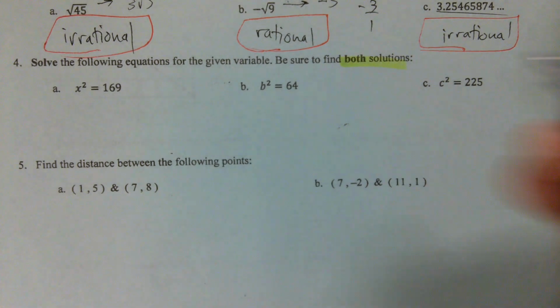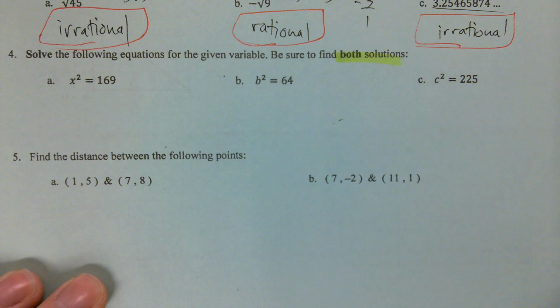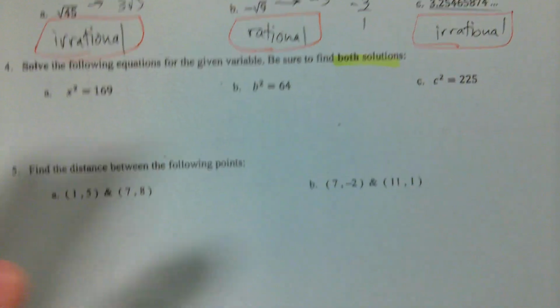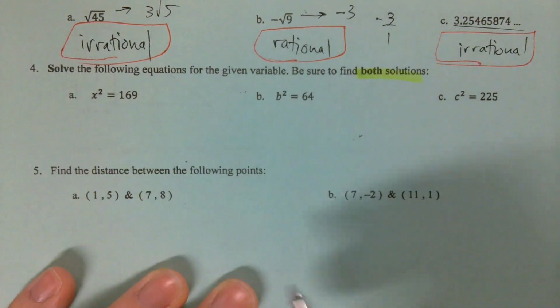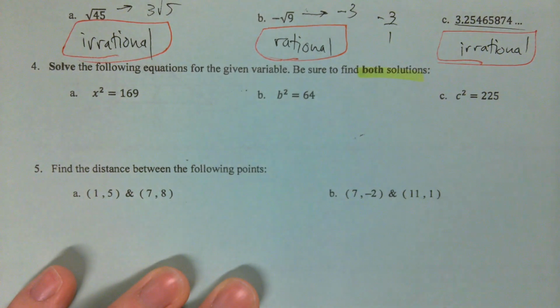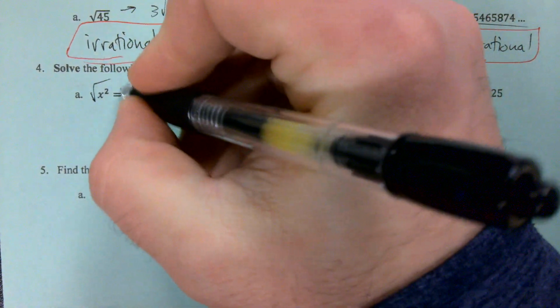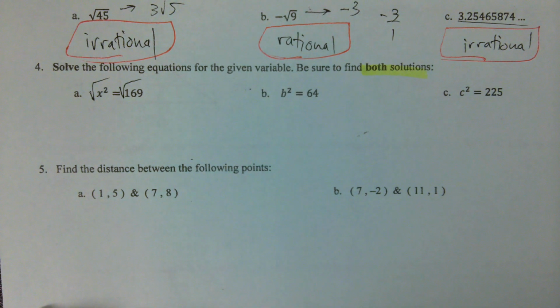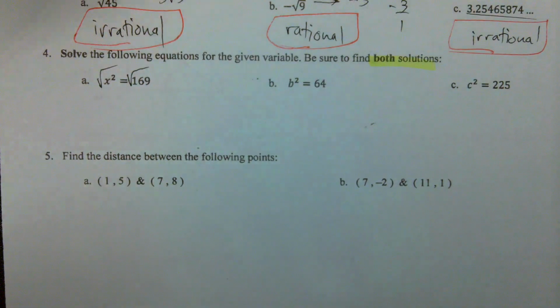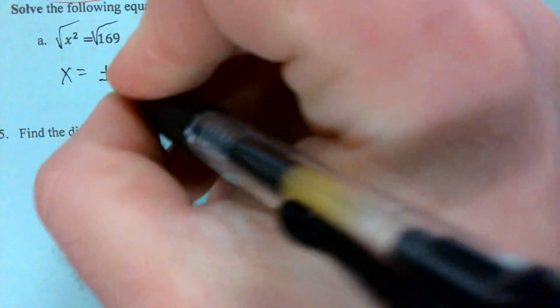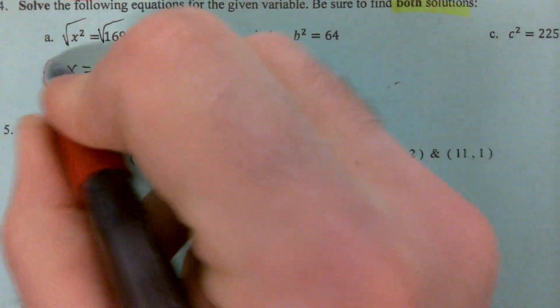Plus or minus. Both solutions means a positive solution and a negative solution, just like we had up here. And like you were saying, we also need the variable. So x squared equals 169. What do I want to do to both sides to get x all by itself? Take the square root. What's the square root of 169? 13. So x is equal to plus or minus 13.